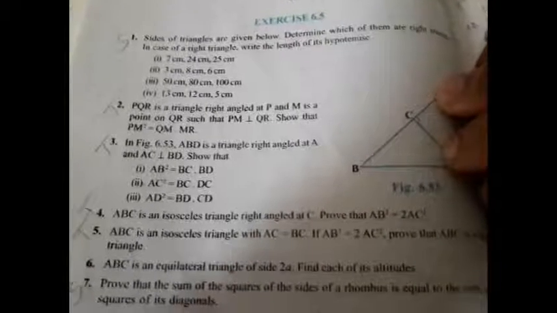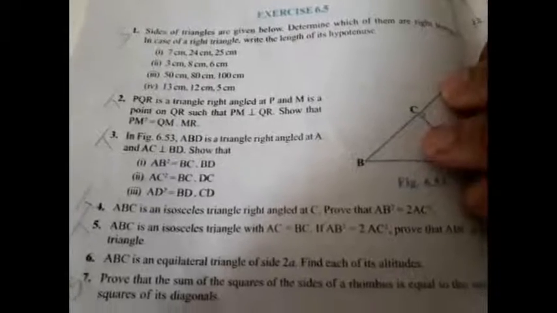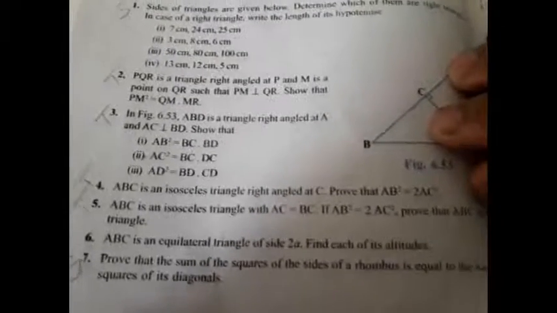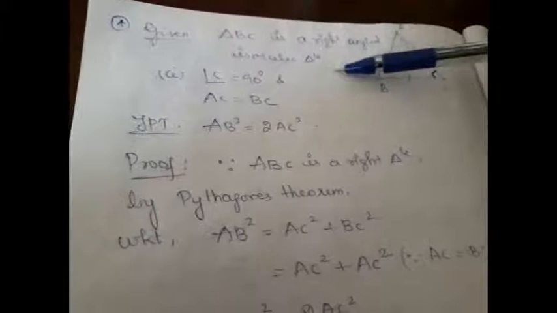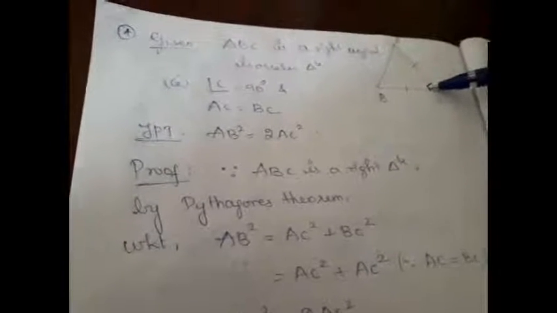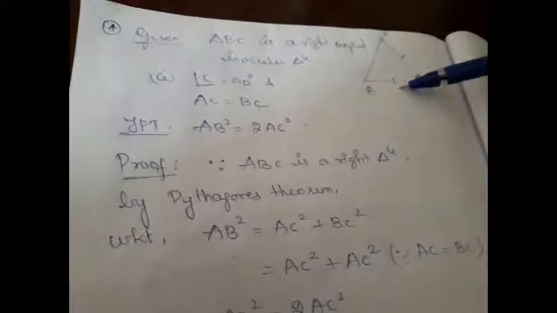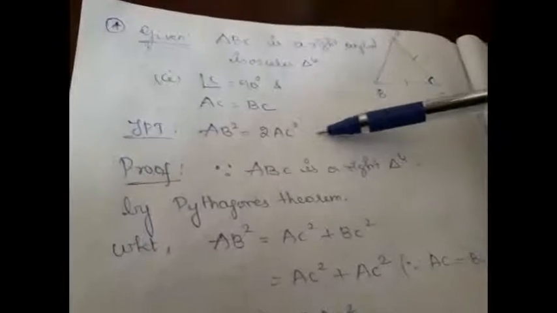ABC is an isosceles right angled triangle at C. Prove that AB square equals 2AC square. This is also very easy. Let us see how we can prove this now. It is given ABC is an isosceles triangle. See, ABC is a right angled isosceles triangle and right angled at C. What do you know about an isosceles triangle? Two sides are equal. So AC equals BC. Right? We need to prove that AB square equals 2AC square.